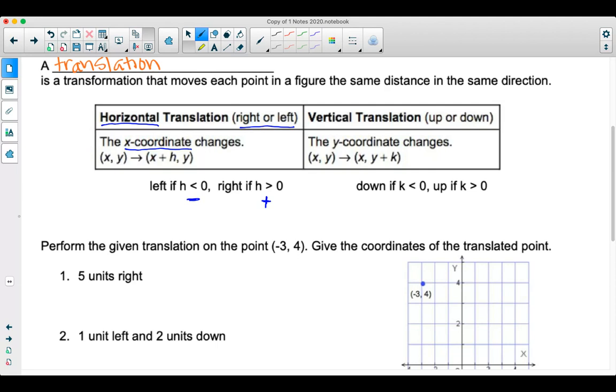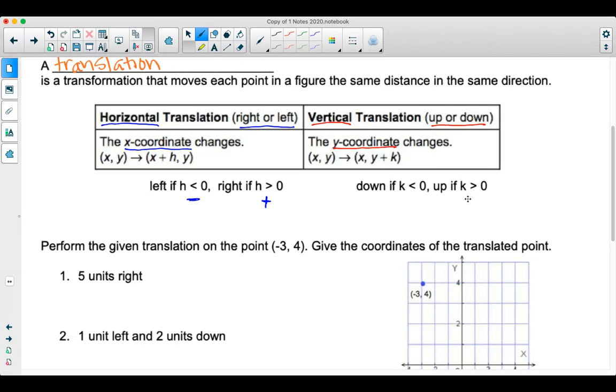Then we have vertical translations. These move up or down. This changes the y coordinate. So think of your vertical axis as your y axis. So a vertical translation up or down will change your y coordinate. So if your original point is x comma y, your new point will be x comma y plus k.